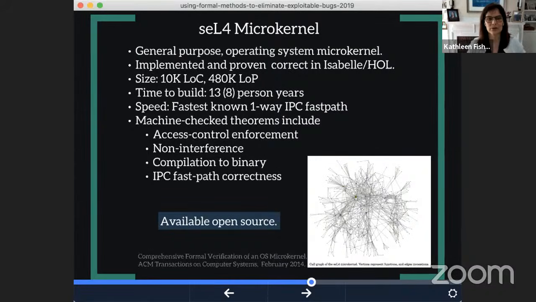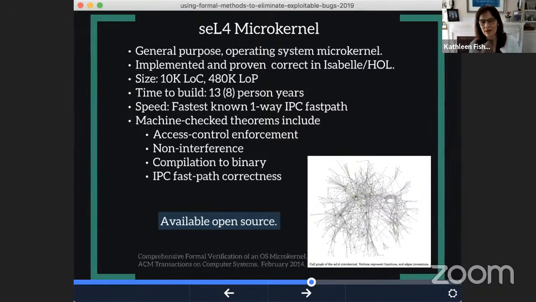So for example, they proved access control enforcement. That means that part of what it's doing is providing separation. So they proved that only the users that had authentication were able to access the corresponding resources. They proved that if you had 2 different partitions, those 2 partitions couldn't interfere with each other. They proved that the compilation of the C code that they wrote the microkernel in, down to binary, that the binary had the same semantics as the C code. And then they proved that the IPC fast path was correct. And all the code is available open source.